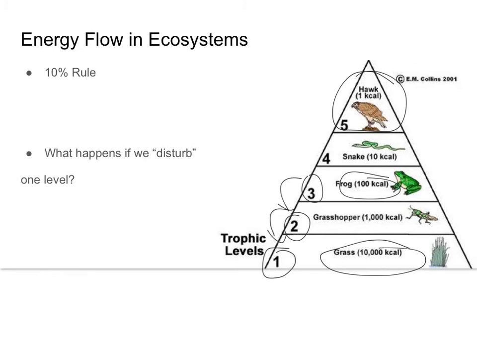What I want you to think about, and this is something we can talk about in class, is what happens if we disturb one level. Say we take out the frog level. What happens? This is something I want you to jot down in your notes and think about.